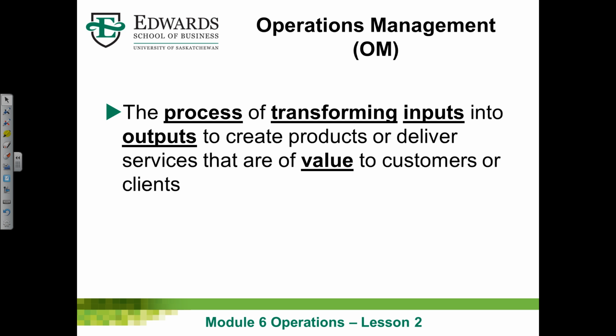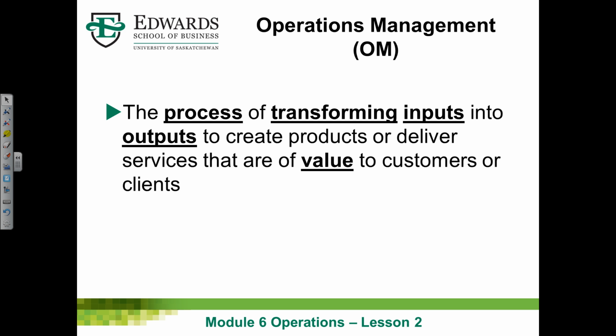Actually, in more detail, it would be called a transformation process. It's a process of transforming inputs into outputs to create something. We could create a product, we could deliver a service, and the ultimate goal is to ensure that that product or service is of value to the people that are buying it, whether it's a customer or a client. So the whole definition of OM would read something like, again, a transformation process to take inputs and do something with them to produce outputs on the other end. Again, with the goal of being able to deliver value-added products or services to the people that are buying those products or services.